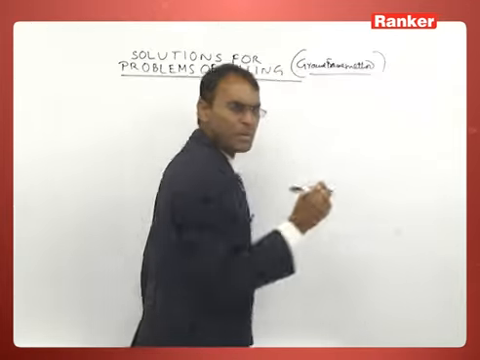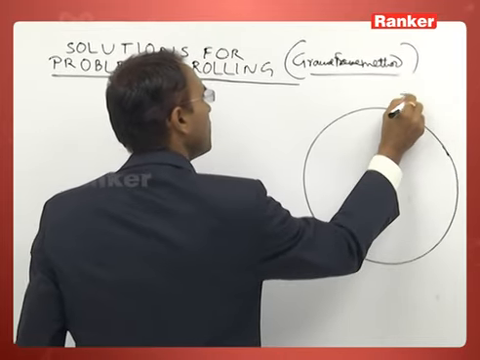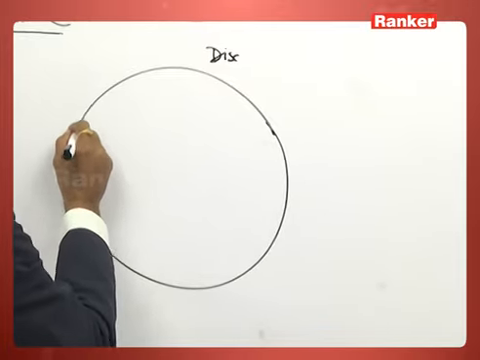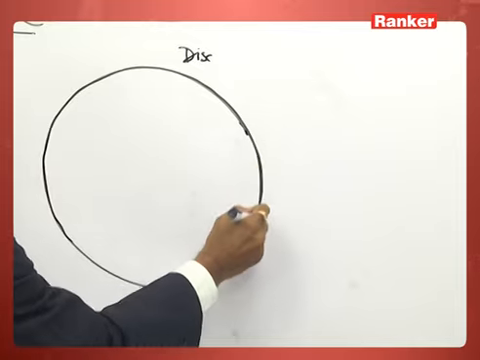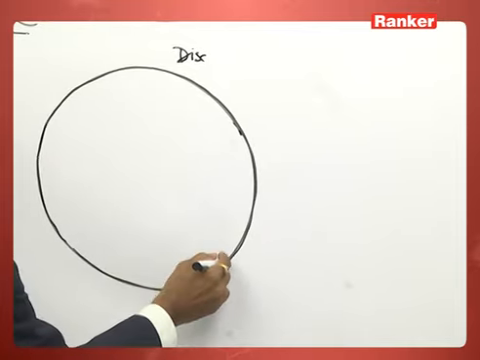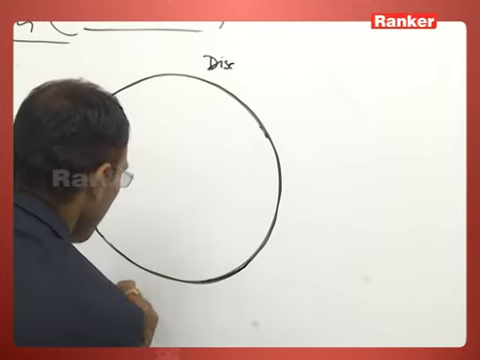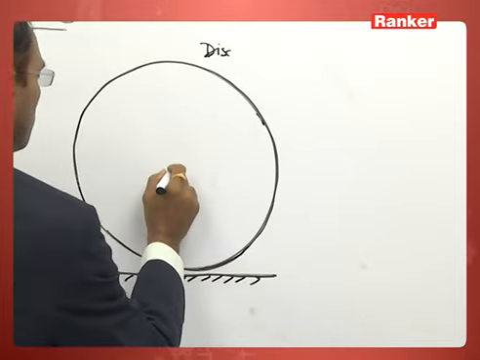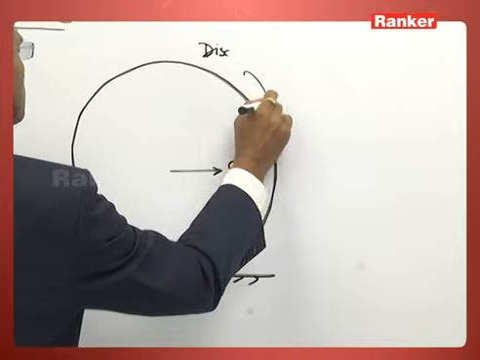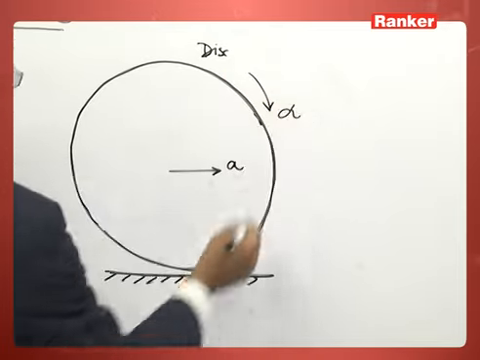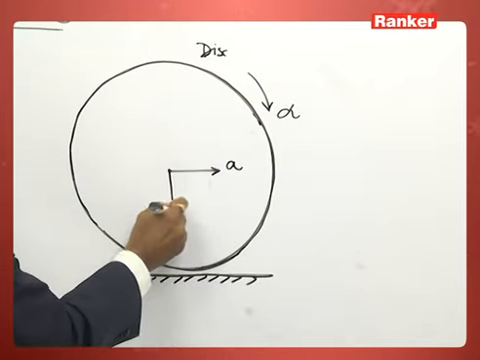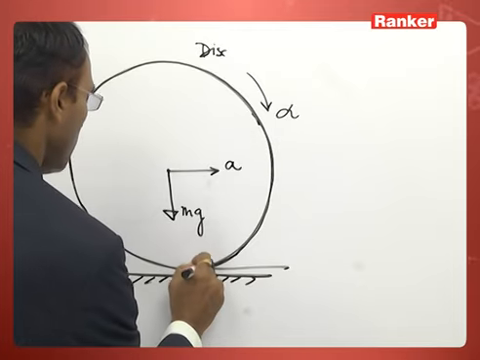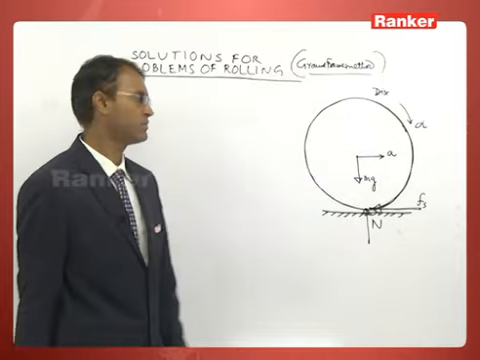So with this procedure, let us take the previous problem. Disk. The disk is rolling on this horizontal surface. Acceleration of the center of mass, angular acceleration of the disk, gravity, normal reaction, static force of friction, assumed direction. The direction I have assumed back.